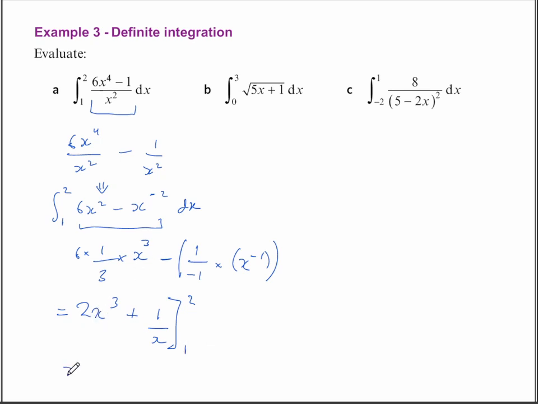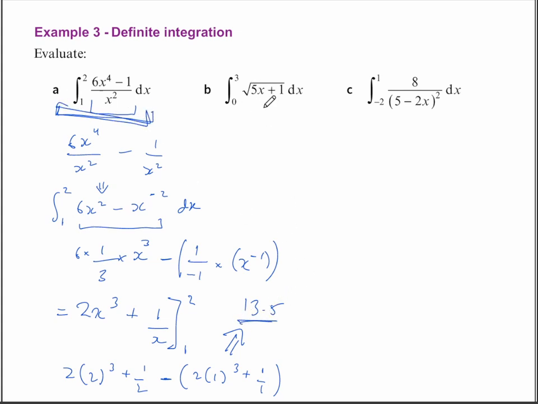Evaluating this will give us 2 times 2 cubed plus 1 over 2, subtracted by 2 times 1 cubed plus 1 over 1. And this will give us a final answer of 13.5. Therefore, the evaluation of this integral right here is going to be 13.5.